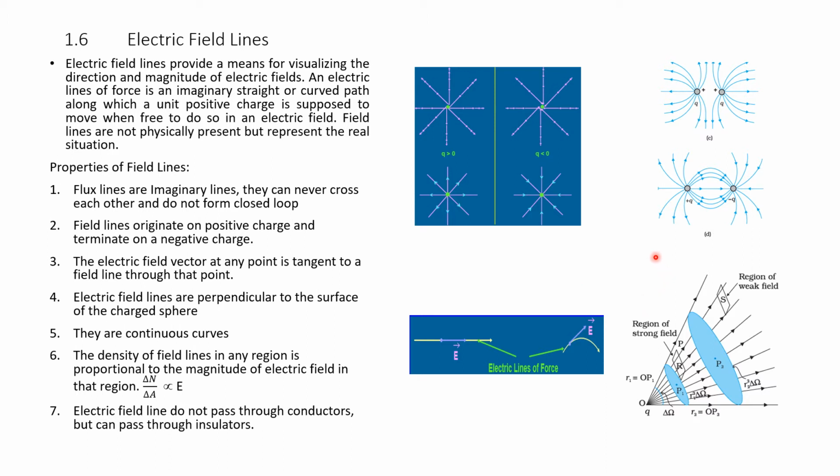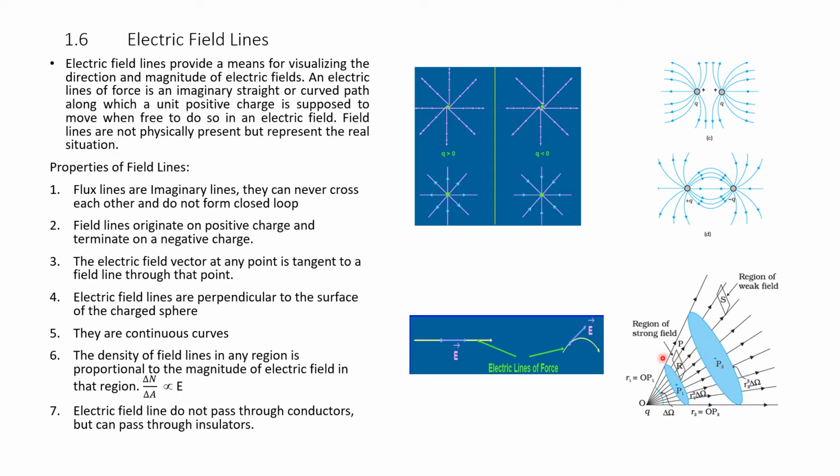Field lines originate on positive charge and terminate on negative charge. The electric field vector at any point is tangent to a field line. Electric field lines are perpendicular to the surfaces. You see the surface of a charge here, and these lines are perpendicular to it.